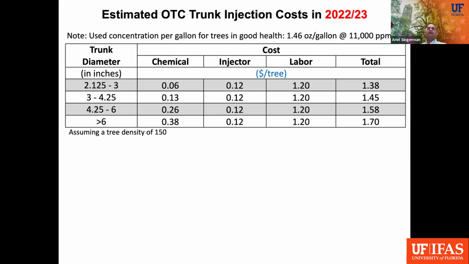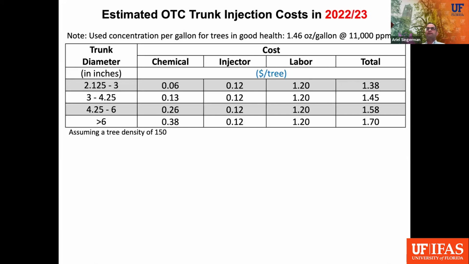So, starting with the costs. In this table, what we have is the cost last season. The estimates that you see correspond to 2022-23, the first application. And we have it for the chemical, for the injector, and for the labor. The cost of the chemical changes because a different rate is needed for each of the different trunk diameters. I am assuming that the cost of the injector last year, when things started, was $18 per injector. And since I'm assuming 150 trees to the acre, that comes down to 12 cents per tree.